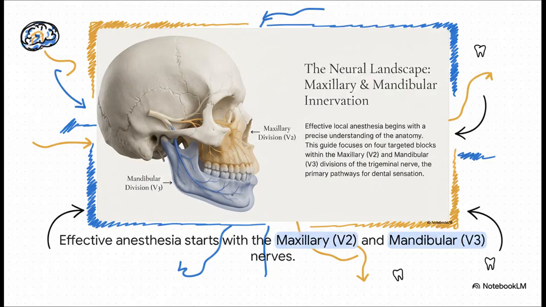Every single successful block starts right here, with a really clear map of what I like to call the neural landscape. We're going to be focusing on the 2 main pathways for all dental sensation. That's the maxillary, or V2, and the mandibular, V3 divisions of the trigeminal nerve. Seriously, mastering their anatomy is the foundation for everything else we're about to do.